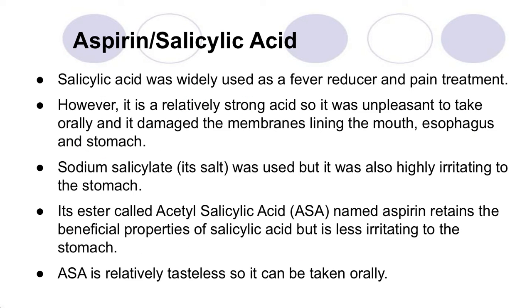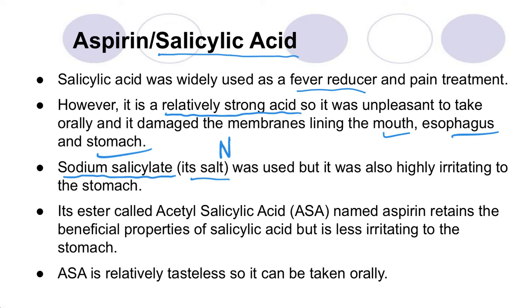So aspirin, otherwise known as salicylic acid, is a widely used pain treatment as well as fever reducer. It's interesting though, and we'll take a look at the structure in a minute, but it's a relatively strong acid, so it's unpleasant to take orally, and can damage the membranes lining the mouth, the esophagus, as well as the stomach. So instead, they create a sodium salicylate, or basically its salt. The sodium salt of this salicylic acid can be used, but can also irritate the stomach.